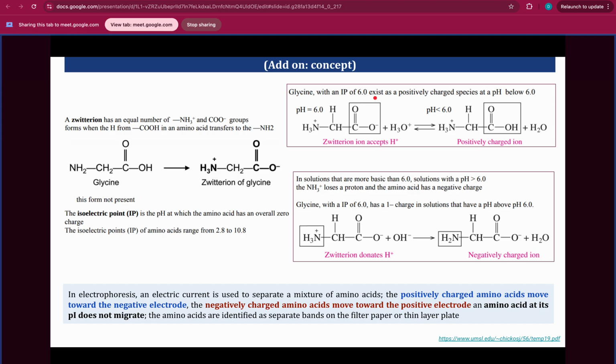That means at pH 6, it is behaving as a Zwitter ion. That is, it is neutral. So it exists as a positively charged species at pH below 6. So if pH is less than 6, it is positively charged.